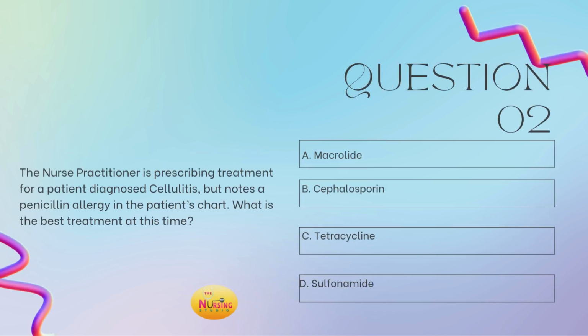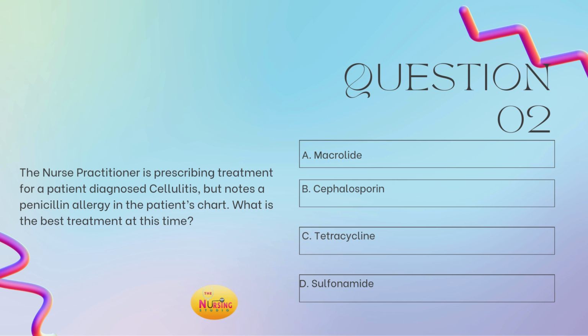All right, question number two. The nurse practitioner is prescribing treatment for a patient diagnosed with cellulitis, but notes a penicillin allergy in the patient's chart. What is the best treatment at this time? Is it A, a macrolide, B, a cephalosporin, C, a tetracycline, or D, a sulfonamide? Take a moment and tell me what you got in the comments, y'all.